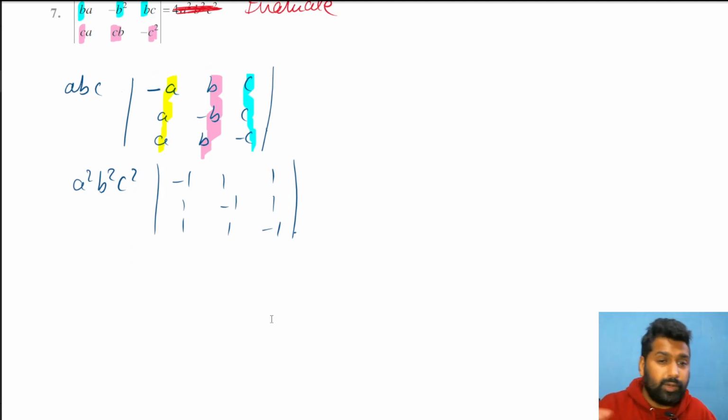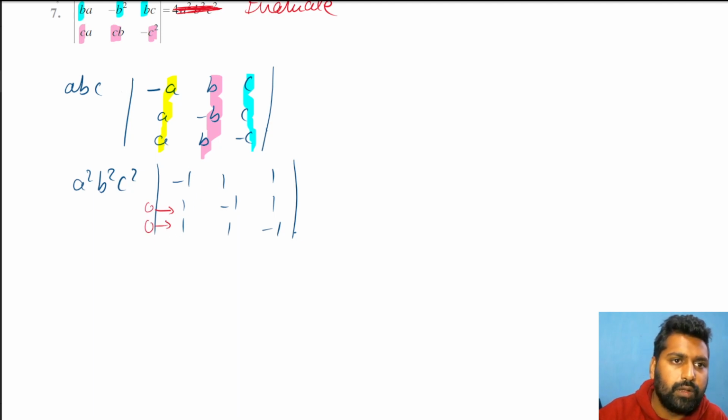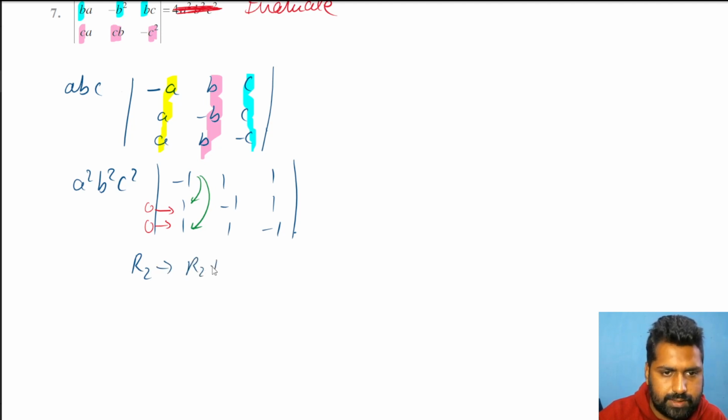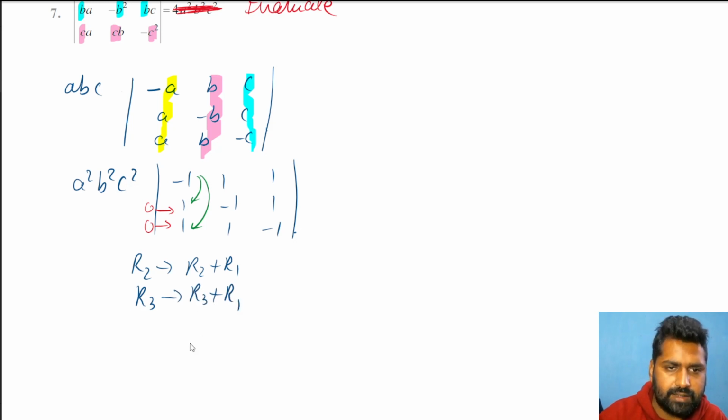Of course, we can directly open it. That's one option. But the easiest way to solve any determinant is by generating 0. Let's generate 0 here and here. How? By adding these, we can generate zeros. So my operation is going to be R2 goes to R2 plus R1, R3 also goes to R3 plus R1. I'm going to just add them.